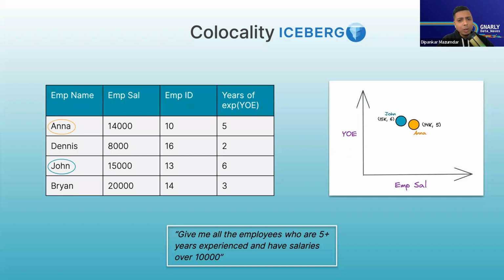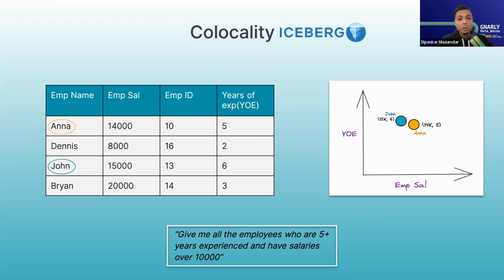So let's say you want to run a query on this table. For example, give me all the employees with more than 5 years of experience and salaries over $10,000. This query requires you to combine both filters, employee salary and years of experience, to narrow down your search. In an ideal world, when you group the data files by sorting, you want all the employees with similar data points to stay together in a similar file. That's what I was talking about a few minutes back, keeping closely related data points in the same file. Okay, why do you need to do that?